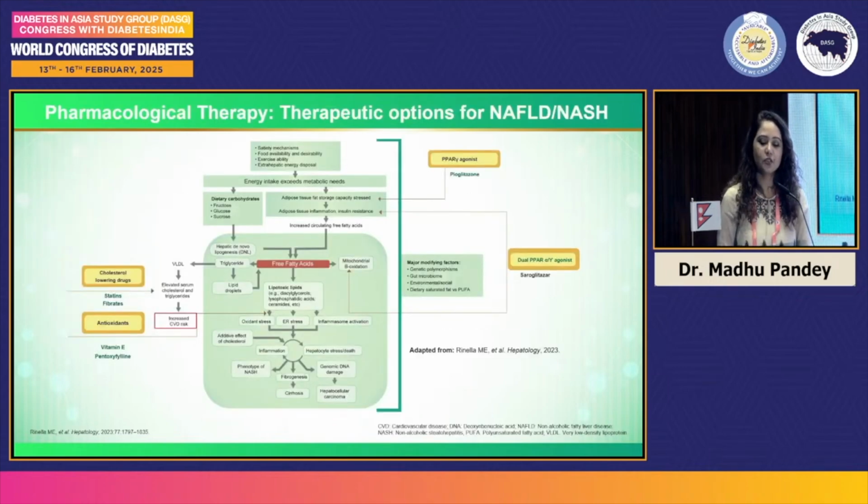And we have the treatment options of pharmacological therapy. Therapeutic options for NAFLD and NASH: we have statins for decreasing the cholesterol level in our body, and mitochondrial beta oxidation can be reduced by the dual PPAR agonist saroglitazar, which has been talked about by Dr. Bhattacharya and others. And we have the PPAR gamma agonist pioglitazone, which can decrease the fat storage capacity of adipose tissue in the liver. We have the GLP-1 agonist that is also very useful.